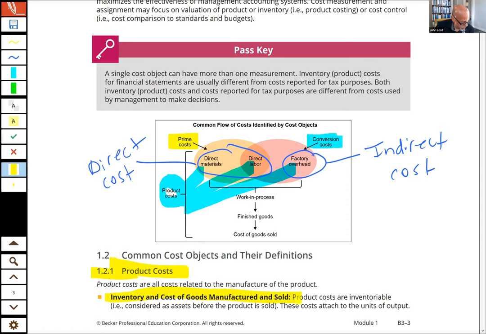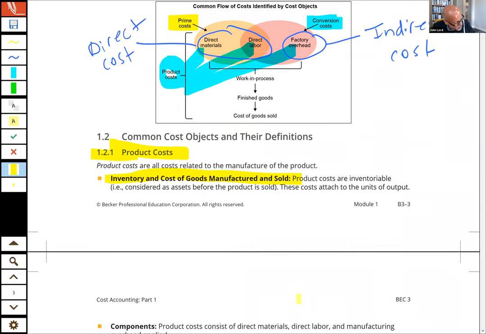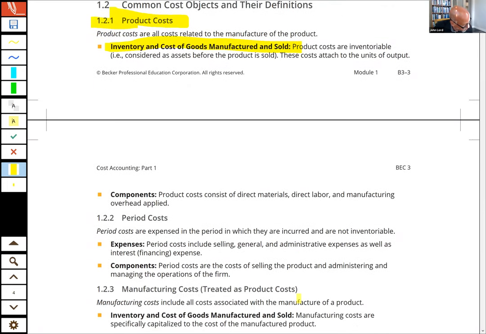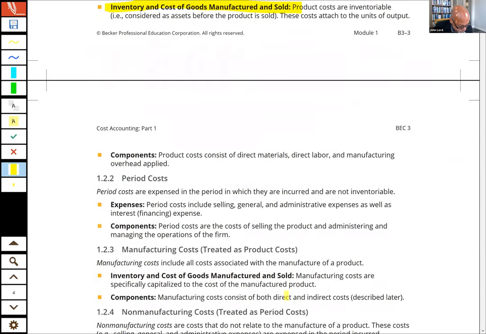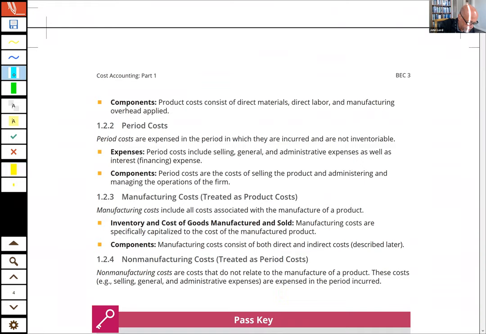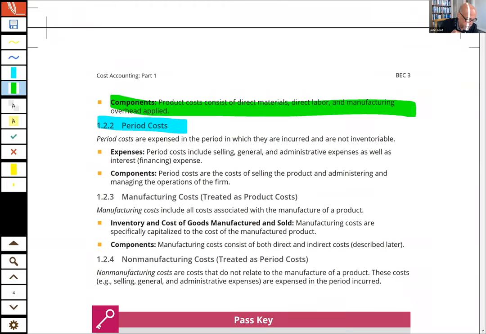Now, let's just go ahead and take a look at the next page as we start to consider the cost of goods manufactured, or let's just consider here our product costs, and we'll come back. Our period costs, those are product costs. Components of our product cost include our direct materials, direct labor, manufacturing overhead applied. So we just saw that on the previous page.